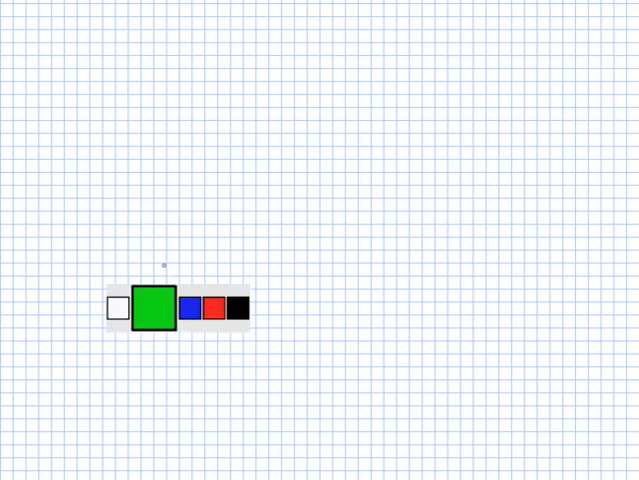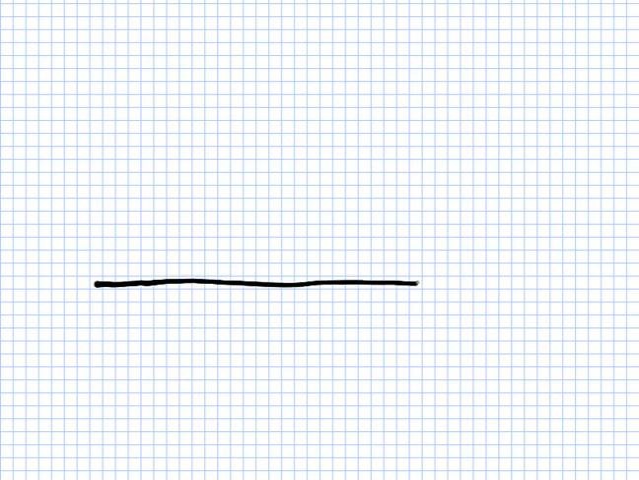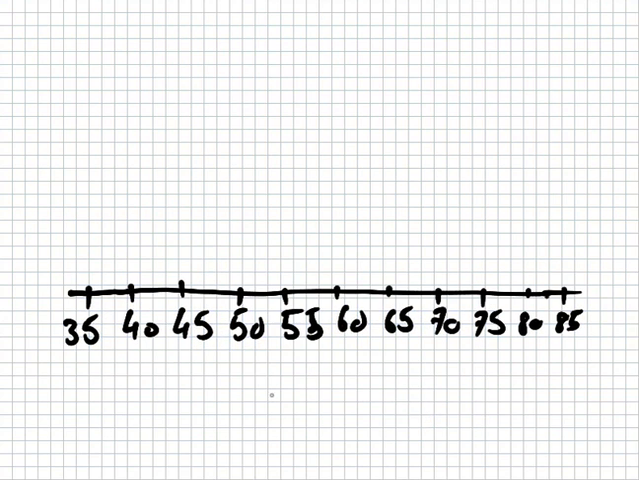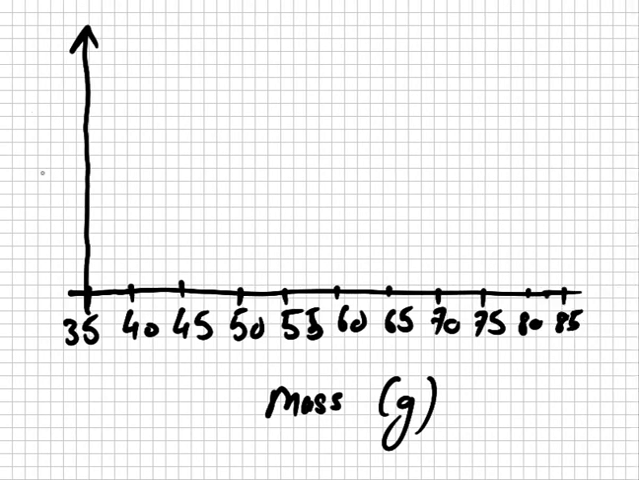Alright, so what does it start with? 35. Okay, so let's try and draw this neat. So this is 35, and it goes all the way up to 70. Okay. 55, 60, 65, 70, 75, 80. Now, of course, in the exam, you'll do this neatly on graph paper. This is the mass in grams. And then here is the density, which is the frequency per gram.